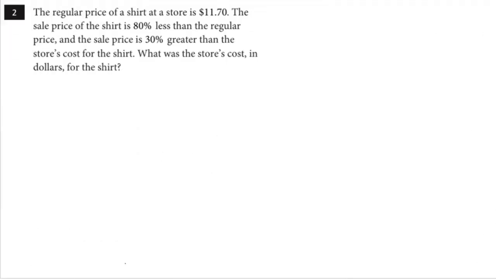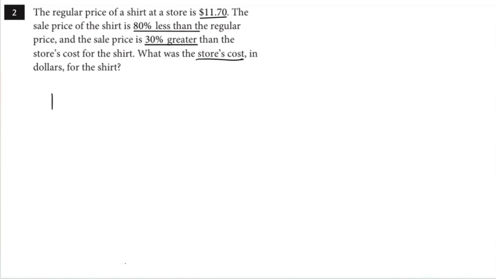Problem 2. The regular price of a shirt at a store is $11.7. The sale price of the shirt is 80% less than the regular price, and the sale price is 30% greater than the store's cost for the shirt. What was the store's cost in dollars for the shirt?